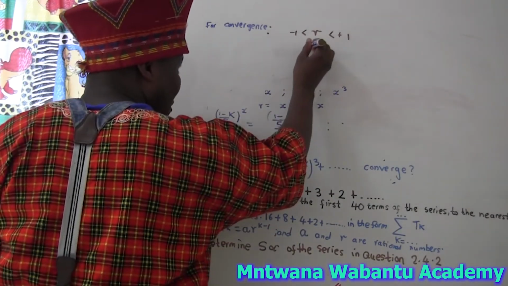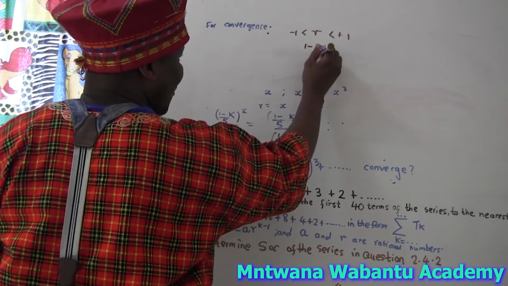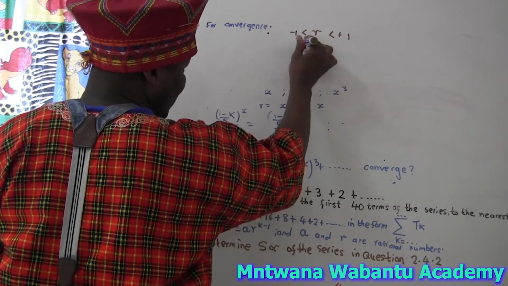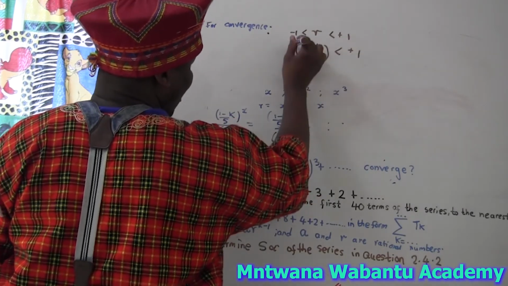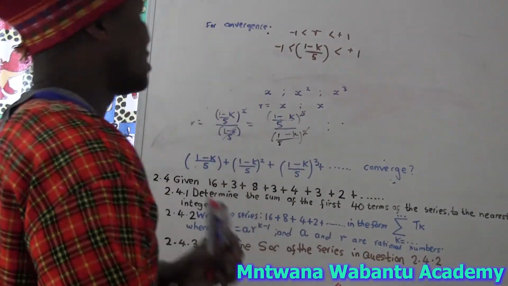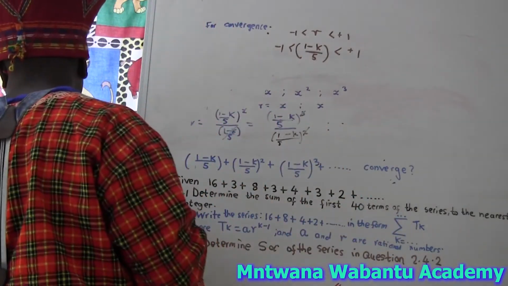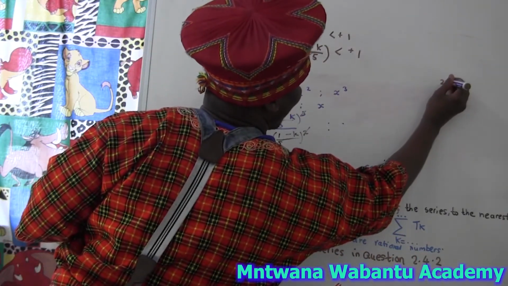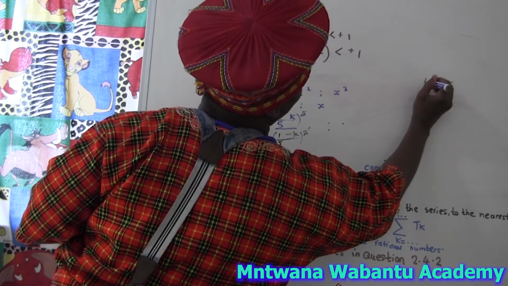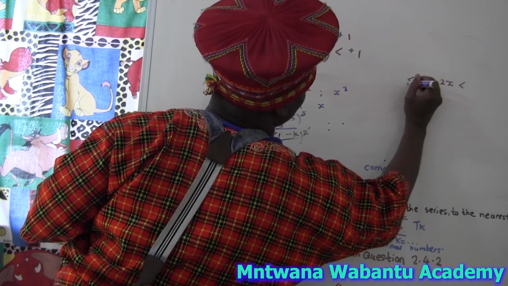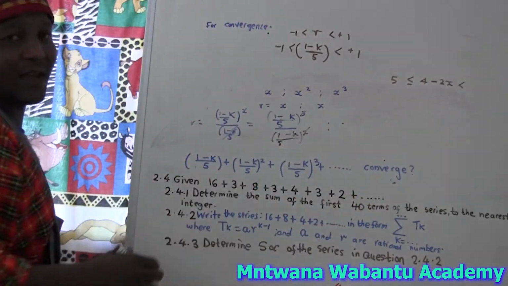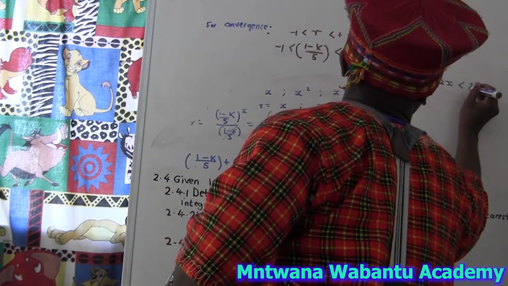So this is going to be 1 minus, plug in your common ratio, minus k over 5, and then plus 1, and this minus 1. But I want to show you something here. In inequality, if somebody gives you, let's say, 2x plus 4 and they give you 5, say solve the value of x, it doesn't matter.